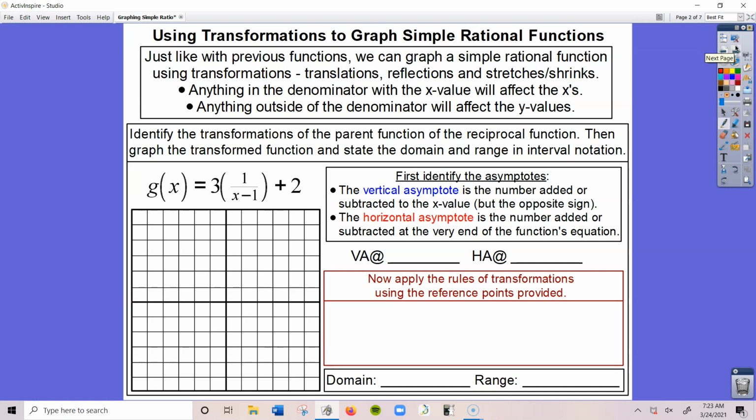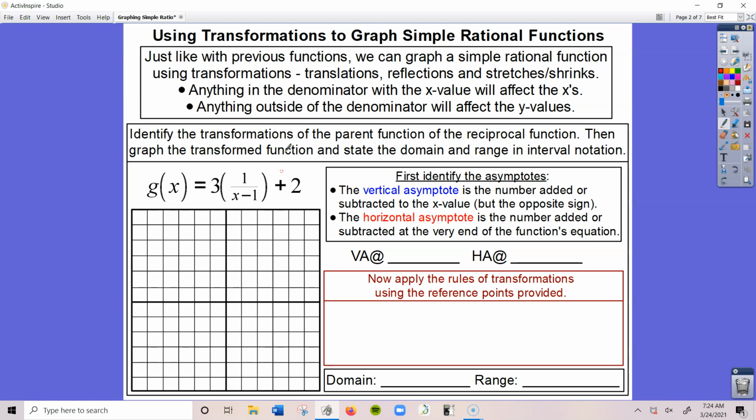Now, let's look at how to actually graph. We always use rules of transformations to graph our functions. The only difference here with rational functions is that you need to be able to identify what is the vertical asymptote and what is the horizontal asymptote first. So we can put that on the graph, and then we apply our rules of transformations on those 2 reference points.